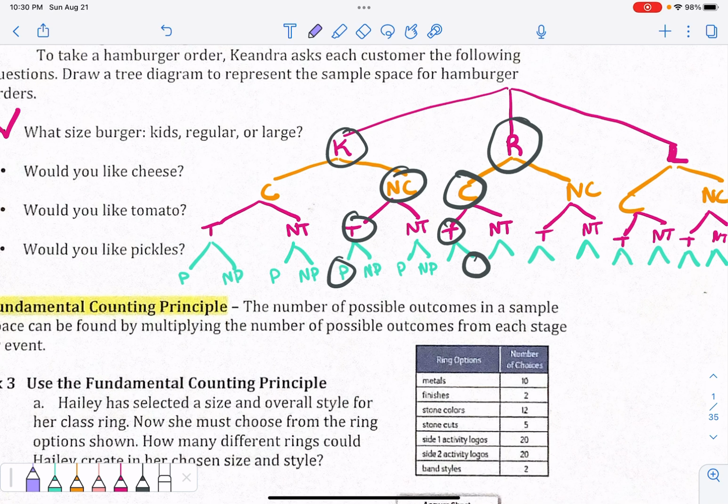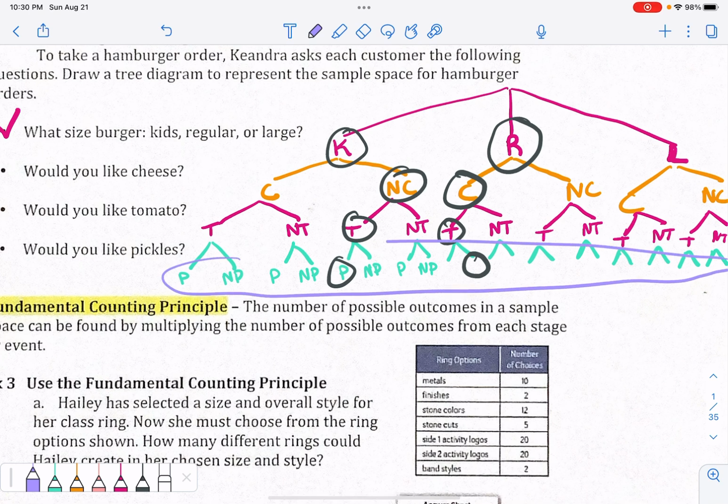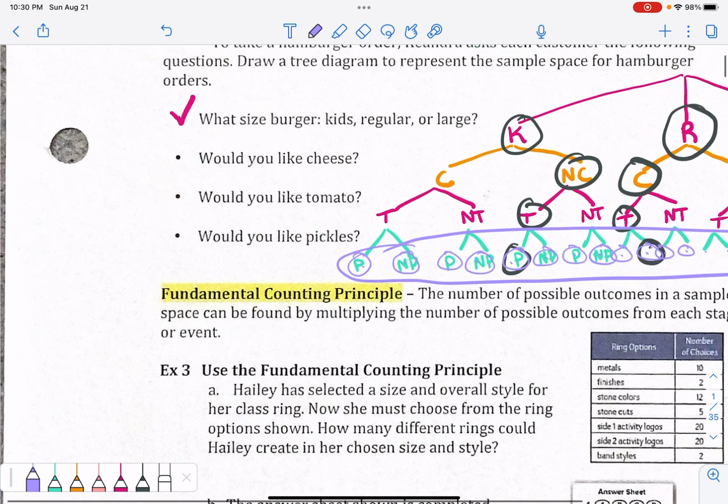So here's the deal. The number of options at the bottom branch of your tree diagram will tell you how many different choices or burgers could be made, right? So there's 1, 2, 3, 4, 5, 6, 7, 8, 9, 10, 11, 12, 13, 14, 15, 16, 17, 18, 19, 20, 21, 22, 23, 24. 24 different options for burgers that I can make, okay?